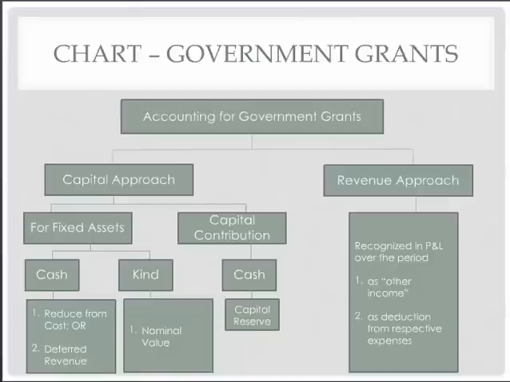Fine? Okay. Now, some grants are revenue in nature. That means which are not related to fixed assets and not related to capital contribution are called revenue grants. Revenue grants can be recorded in P&L in two ways. One, as other income, or two, as deduction from the respective expenditure. This chart explains in summary the entire standard which we have discussed till now. Let us now move on to the next part.